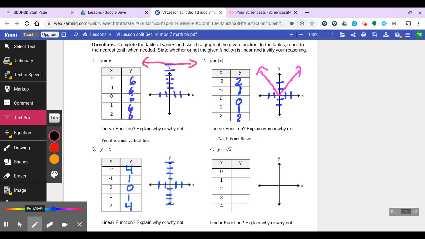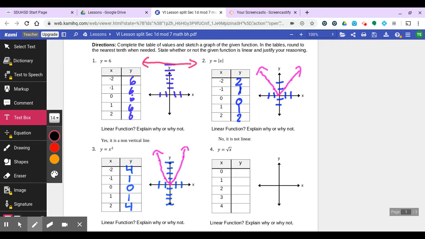And I need to plot my points. At -2, we're at 4. At -1, we're at 1. At 0, we're at 0. At 1, we're at 1. At 2, we're at 4. Now you may think, oh, that's a V shape, but it's not. It's more curved out. You can kind of see it if you plotted more points. It's a U shape, not a V shape. It's a U.